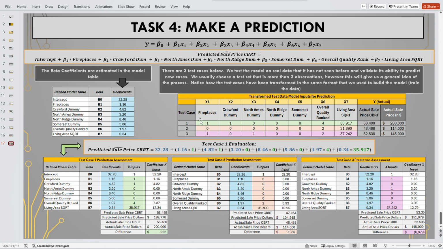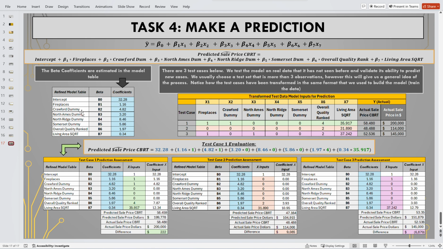So ultimately, this is what we're going to do. This is how the model equation is built. Remember, this y hat is our predicted sale price. It will come out as a cube root prediction because that's how it was input into the model. Beta 0 is our intercept value right here, 32.28. Beta 1 is this beta coefficient associated with fireplaces, and then we multiply that by fireplaces.